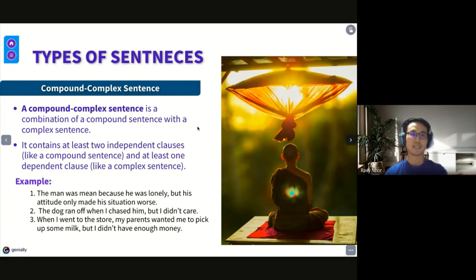It contains at least two independent clauses, like a compound sentence, and at least one dependent clause, like a complex sentence.